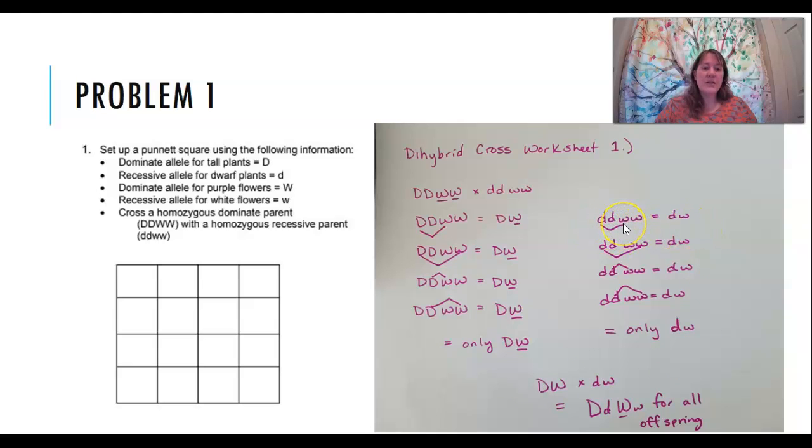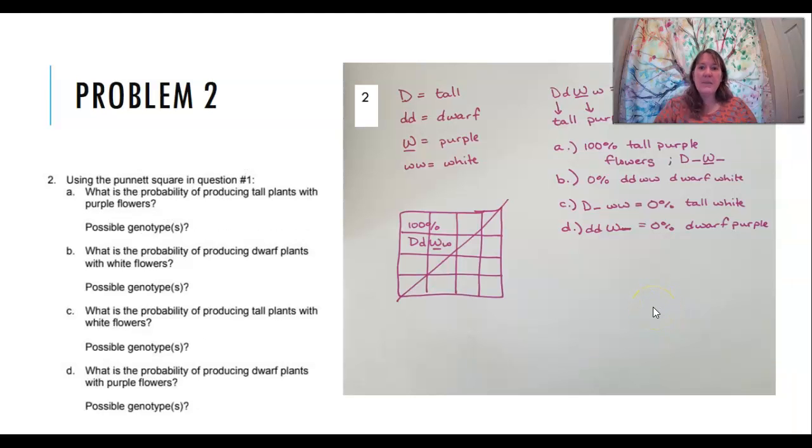Over here, we do the same process. We take the first D and the first inside W. Then we cross the first D with the outside W. Then we take the inside little d with the inside W, and the inside d with the outside W. This is FOIL, if any of you are familiar with that from math class: first, inner, and then outside. What happens is that you actually don't have to do all that math and work of the Punnett square.